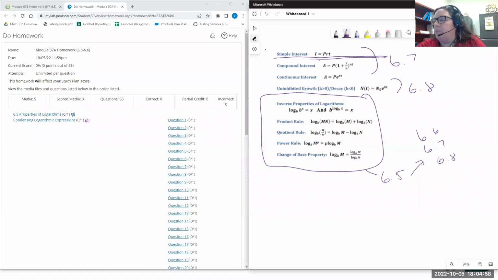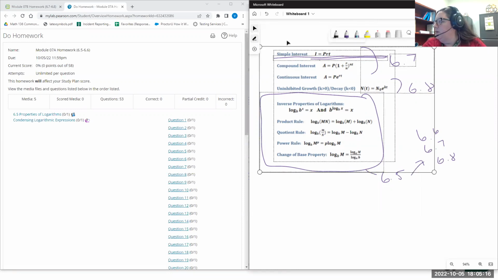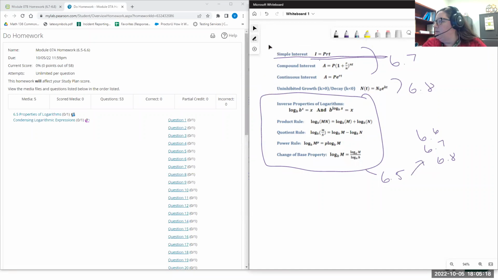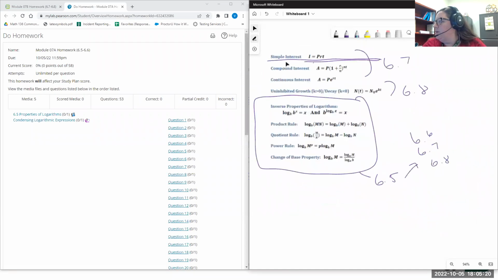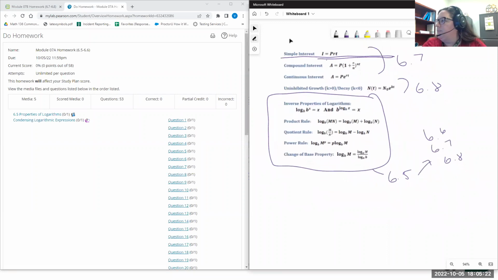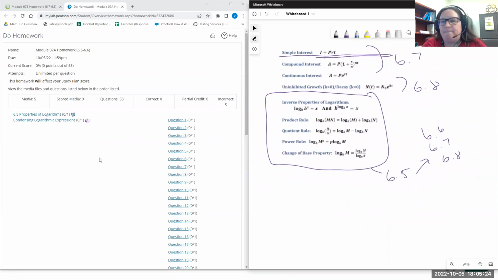Those formulas and the properties of logarithms, you don't have to have them memorized because they're on the formula sheet. You do have to know how to use them and when to use them. So that's what we'll talk about. Let's make this bigger.